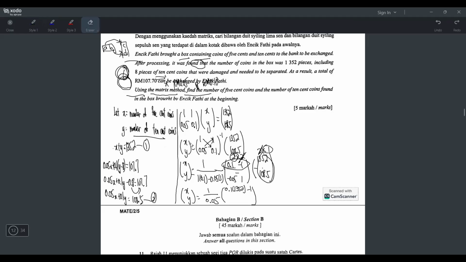So -1 times 1, and then bracket 108.5. And if there's nothing in between, then you write plus. But if there's already a minus here, then you don't have to write plus. Then it's fine, just leave it like this.